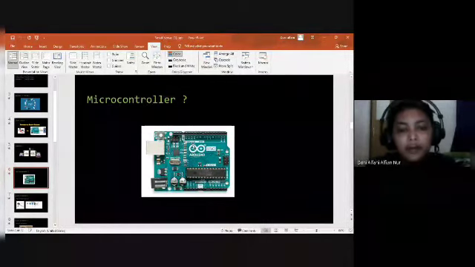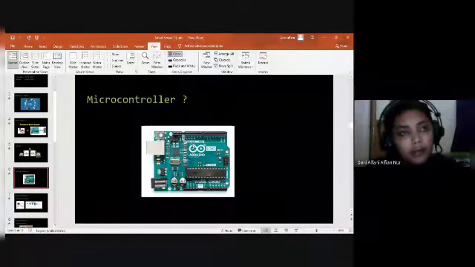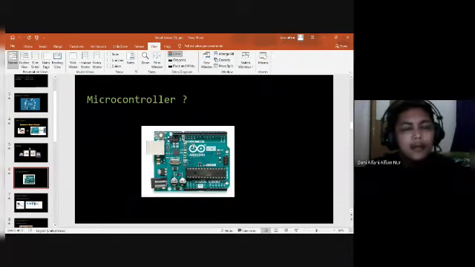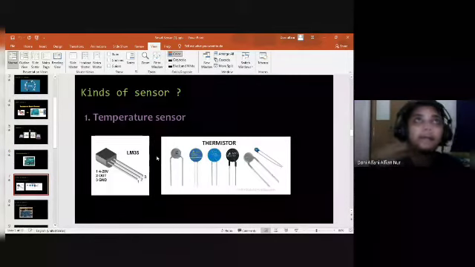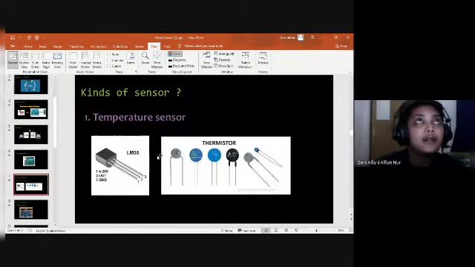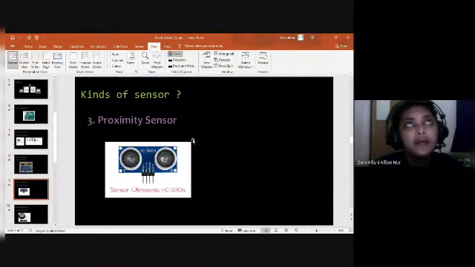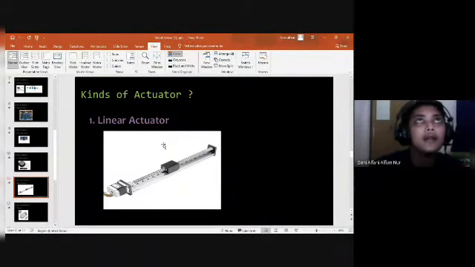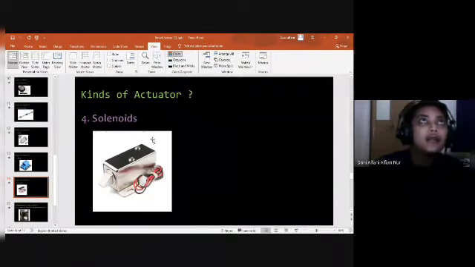Kinds of microcontroller are Arduino R3 and Arduino. Kinds of sensor: temperature sensor, radiation sensor, proximity sensor, pressure sensor. And kinds of actuator: linear actuator, motor, relay, and solenoid.